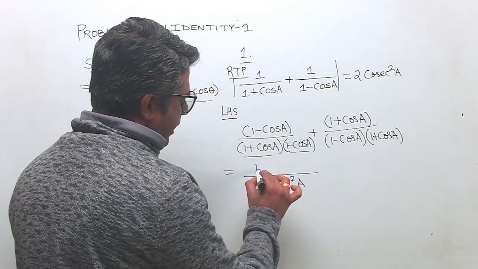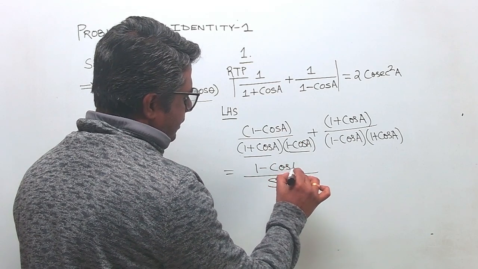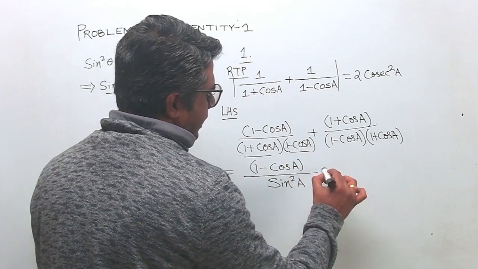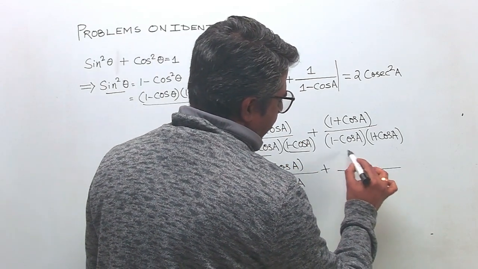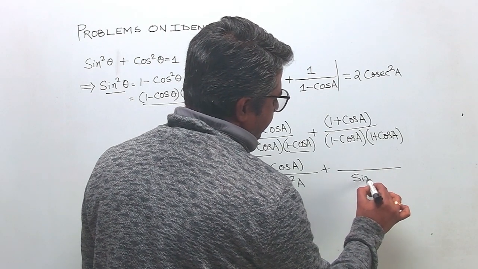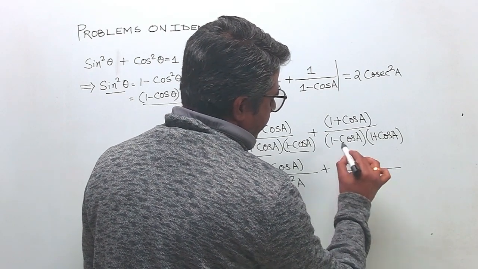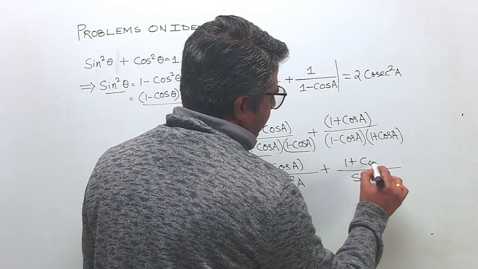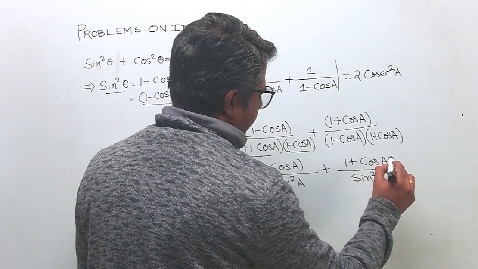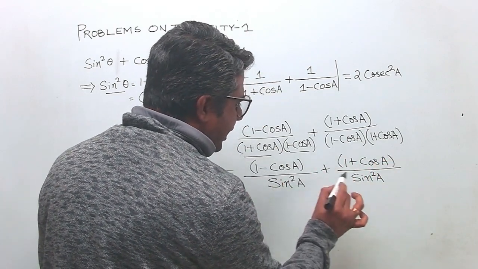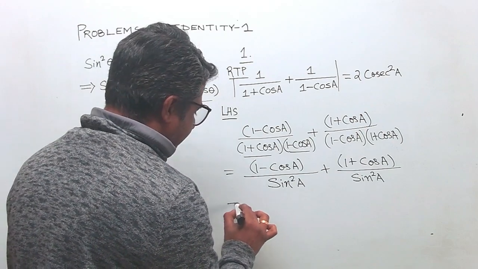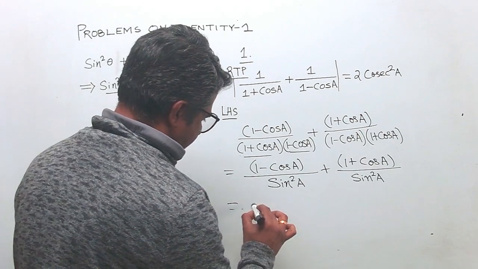Now here it is 1 minus cos A. Here again I can write this as sin square A. Here I will write 1 plus cos A. Okay. So, see here the denominators are now same. So, addition becomes super simple.